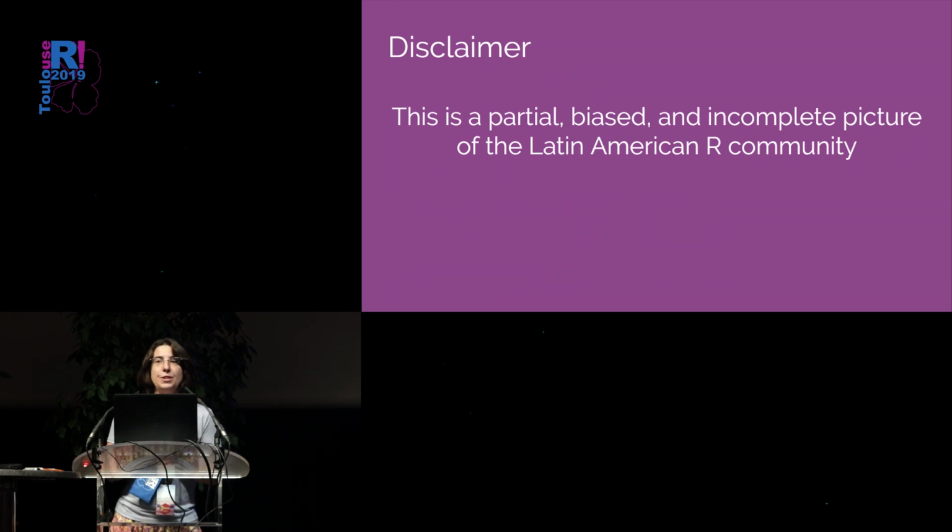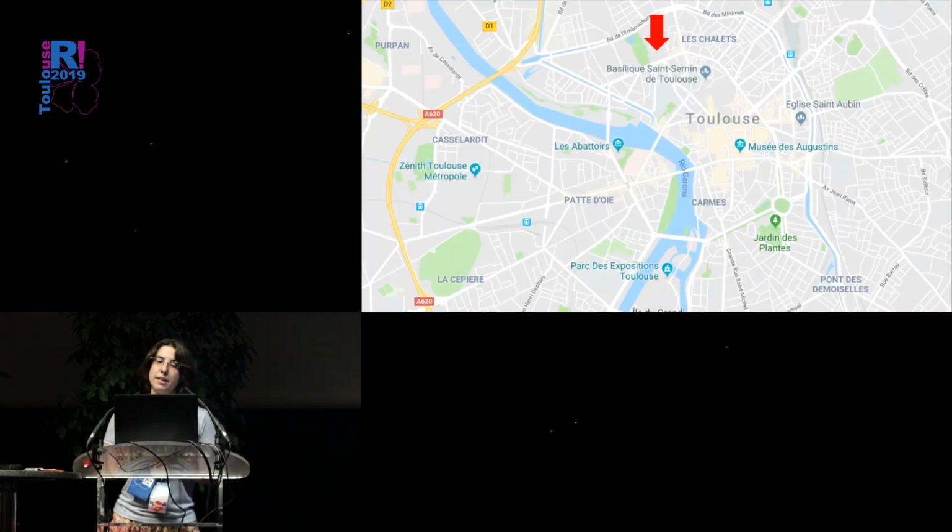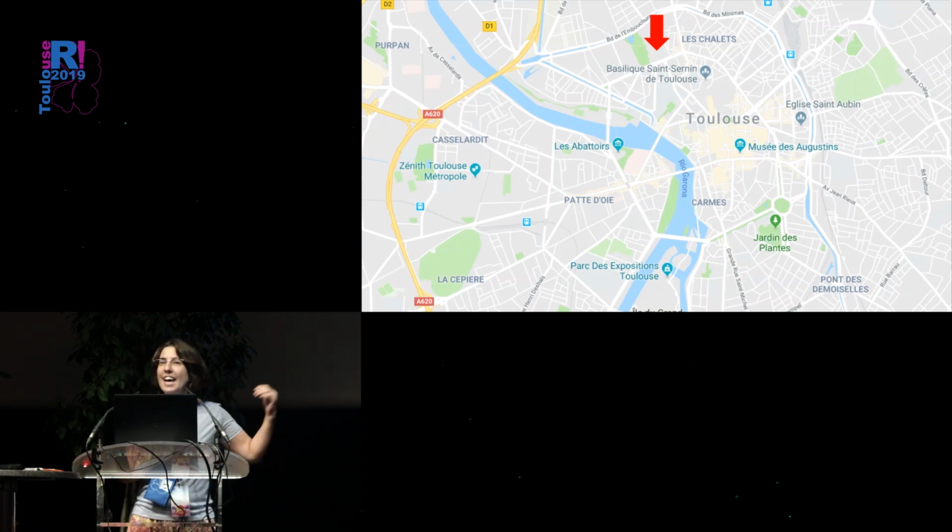Before continuing, I would like to let you know that this is a partial, biased and incomplete picture of what's going on in Latin America. We are 9 authors from 3 different countries, but this is a whole continent. Well, no, sorry, it's a region that goes over 3 continents and speaks 2 different languages. So it's impossible that I can tell you everything about it. It's just really partial.